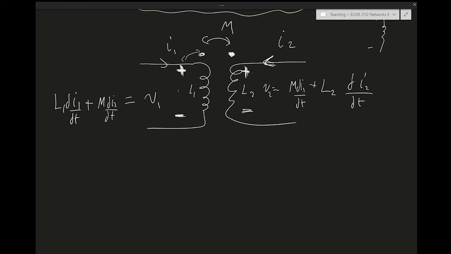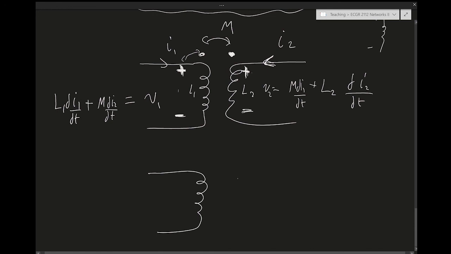Let's do another example. Let's do this example. So I have a winding like this, a winding like this, I have a mutual inductance M, and now the dot is at the bottom. And my current polarities are like this, I1, I2, then I want to find V1 and V2.